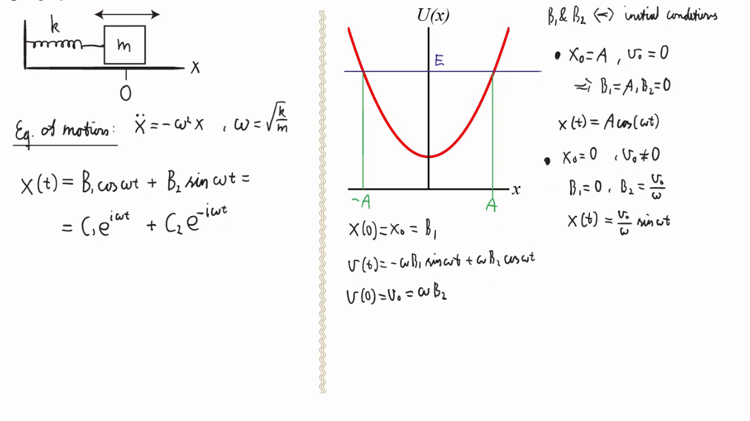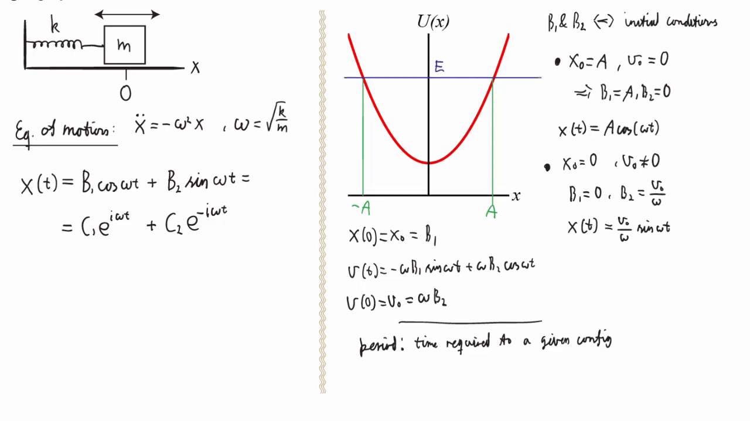Another concept which is important to understand when you're working with oscillators is the period. So the period is the time it takes for the oscillator to get back to the position and velocity that it had at a given time. So you can think of it as the time between returning to a given configuration.